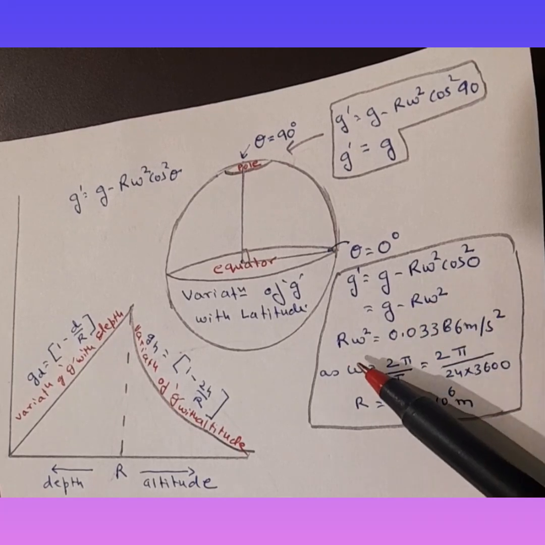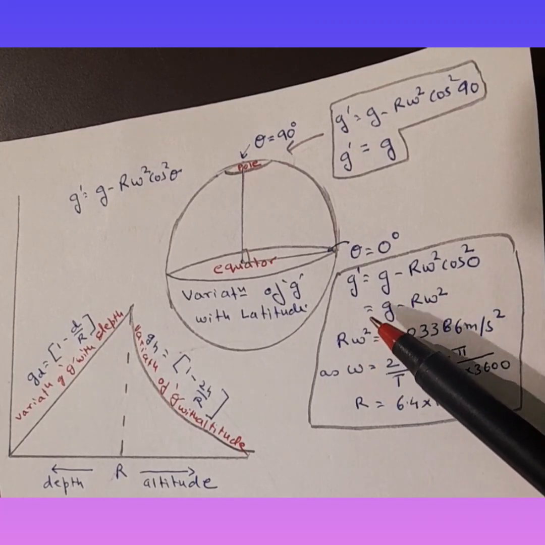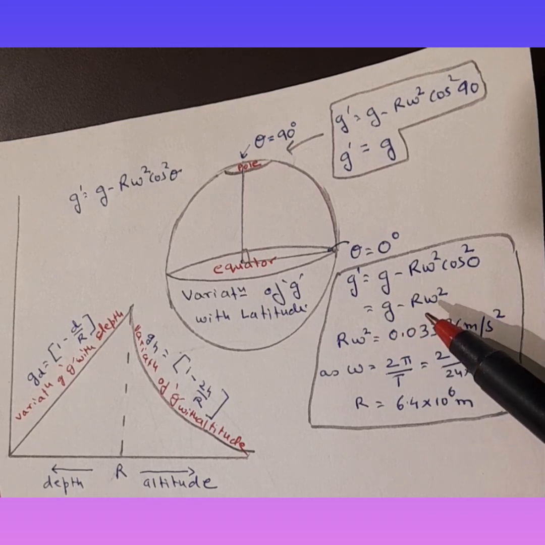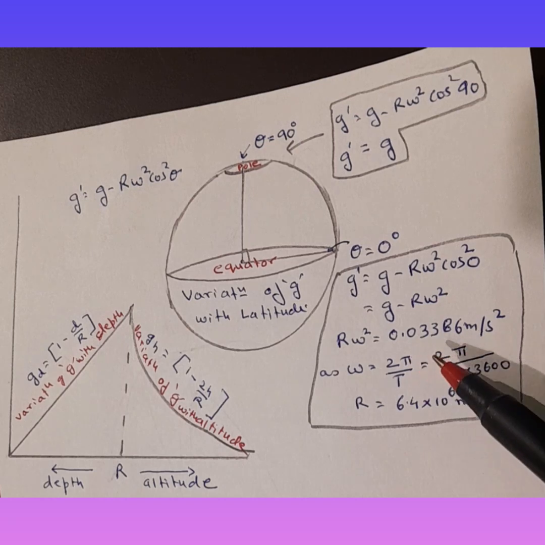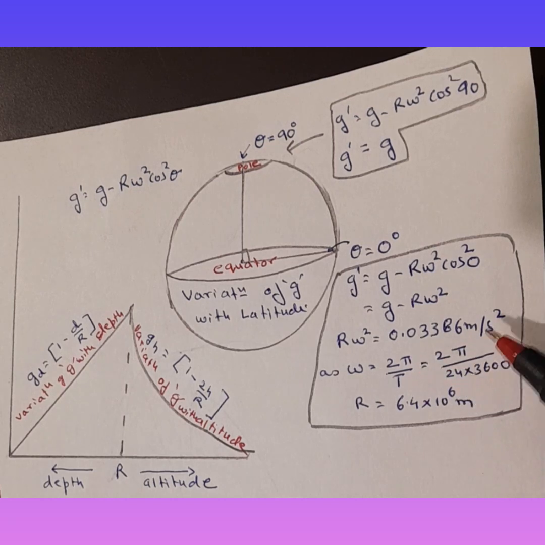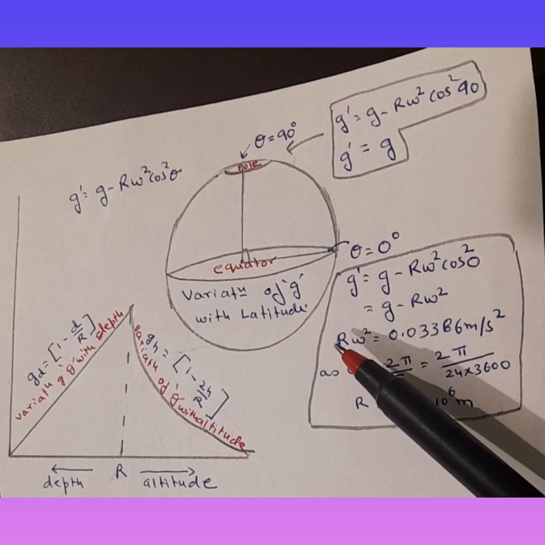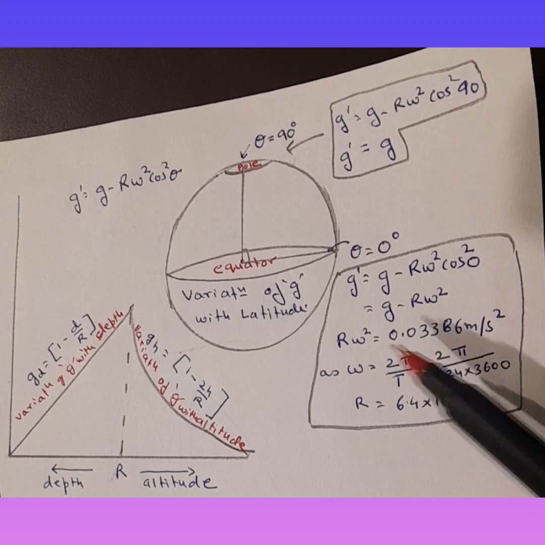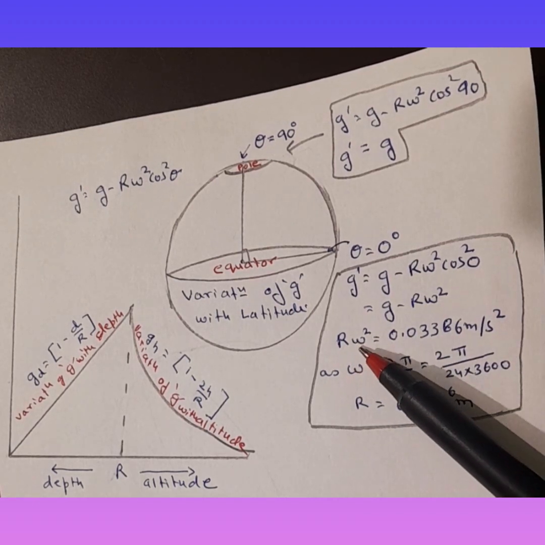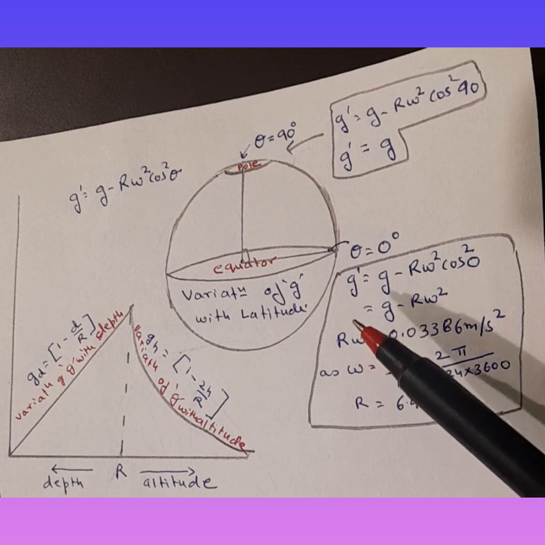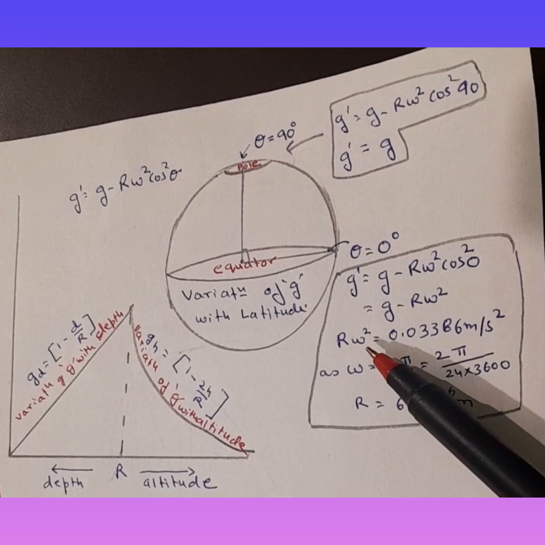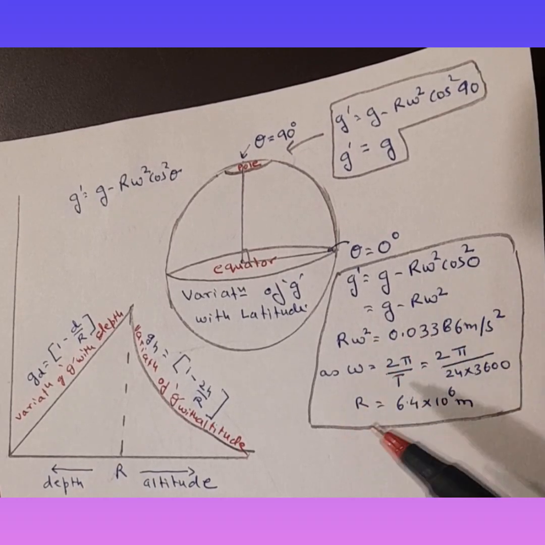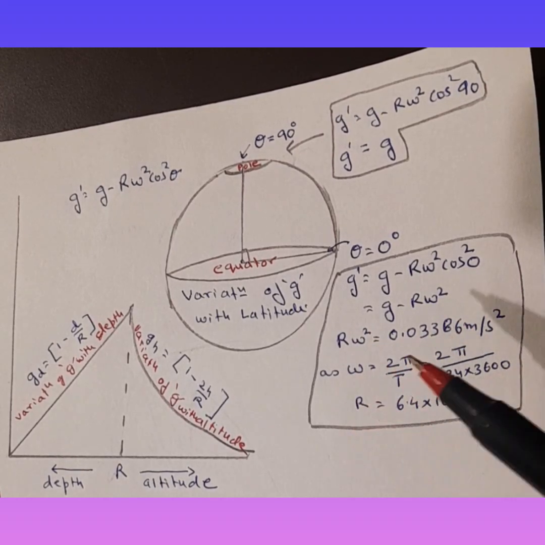R omega square value is 0.03386 meter per second square. Now why is this value constant? Because R is constant and omega is constant. Omega is 2 pi by T. T is 24 into 3600, the time period, that is 1 day. 24 hours is the time of rotation of Earth.